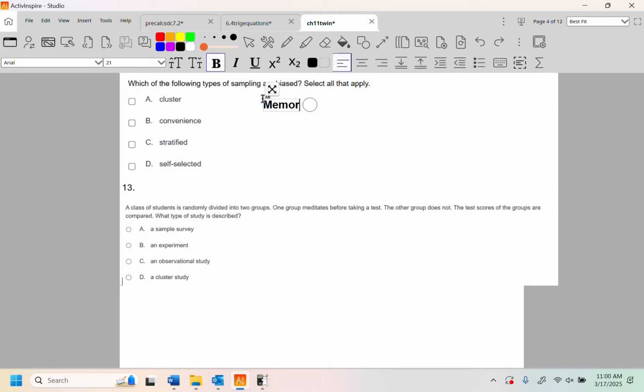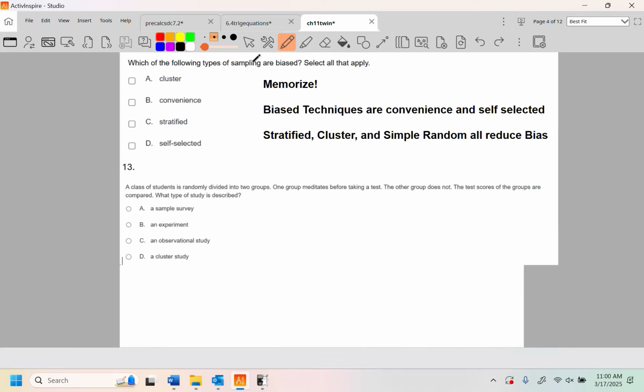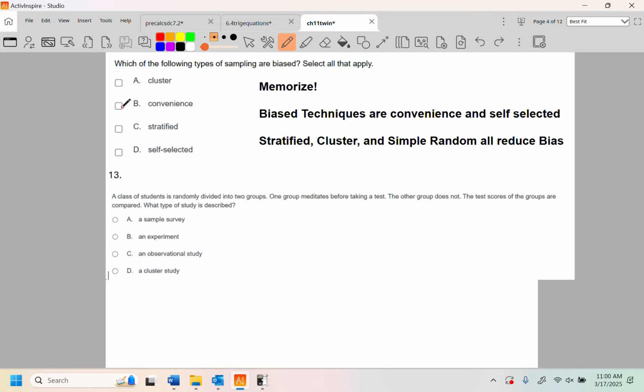All right, so this is worth memorizing. The biased techniques are convenience and self-selected. Stratified, cluster, and simple random all reduce bias. Okay, so memorize that because I can change these questions up any way I want to.